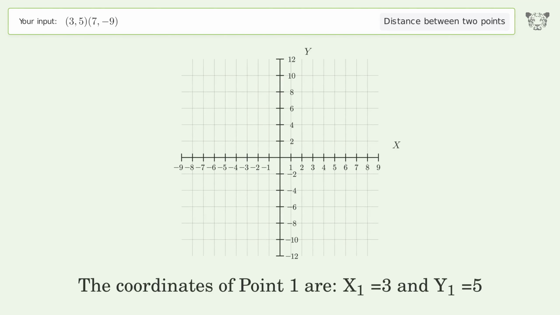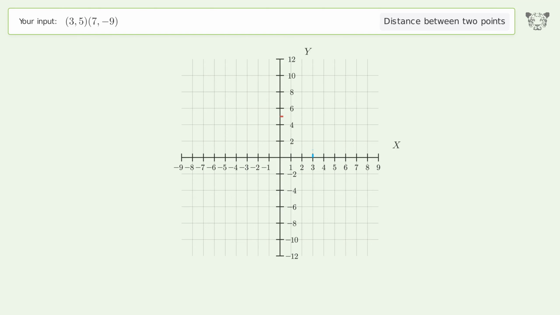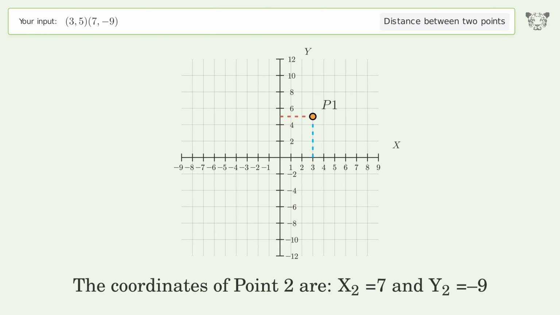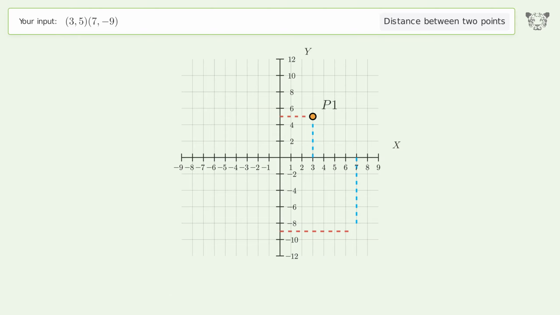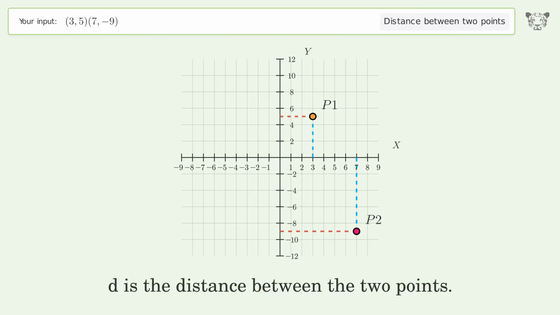The coordinates of point 1 are x1 equals 3 and y1 equals 5. The coordinates of point 2 are x2 equals 7 and y2 equals -9. D is the distance between the 2 points.